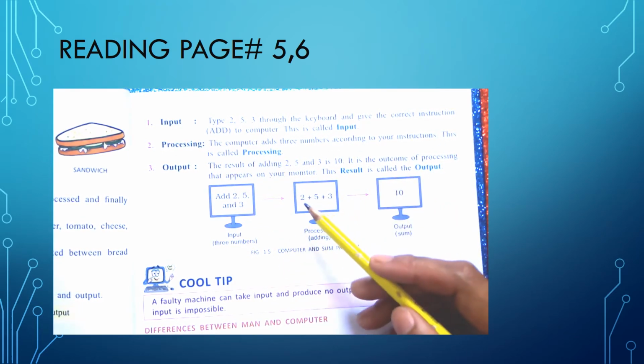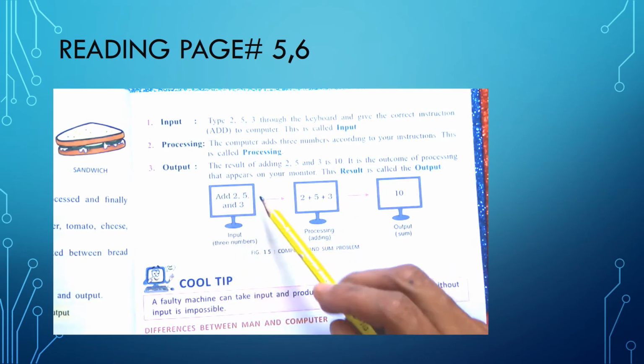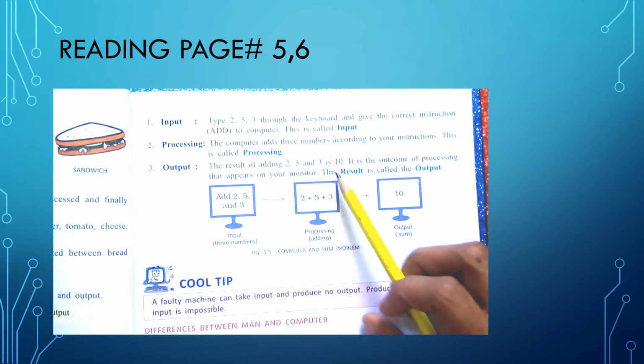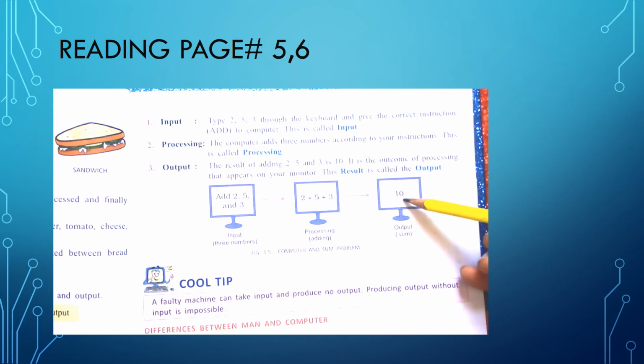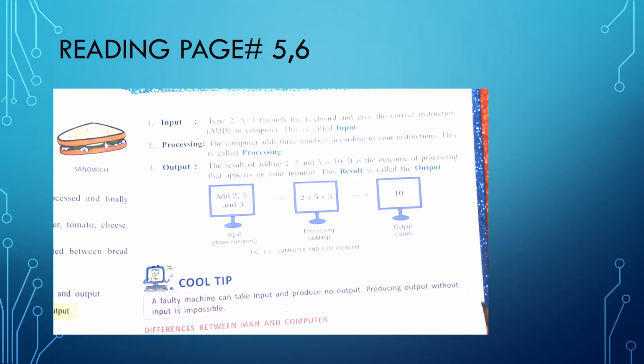Here we are going to add 2 plus 5 plus 3. So computer uses this in the processing process. The result of adding 2 plus 5 plus 3 is 10. So this is the answer. So this is your output. And this appears on which thing? On screen, on monitor.